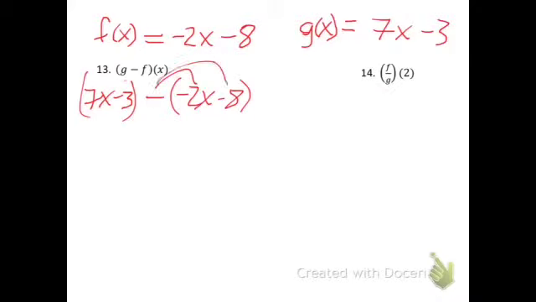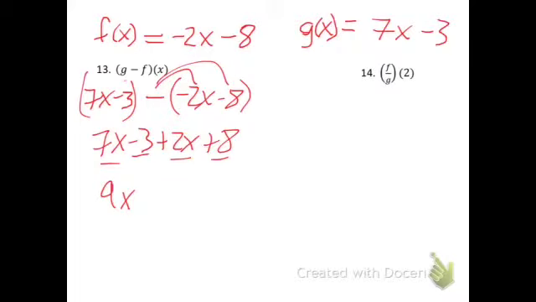You gotta distribute this negative through. We're now going to get 7x minus 3 plus 2x plus 8. Remember, negative and negative makes positive. Combining like terms here, the x's combine to get us 9x, negative 3 and positive 8 combine to give you plus 5. So that one's all done.